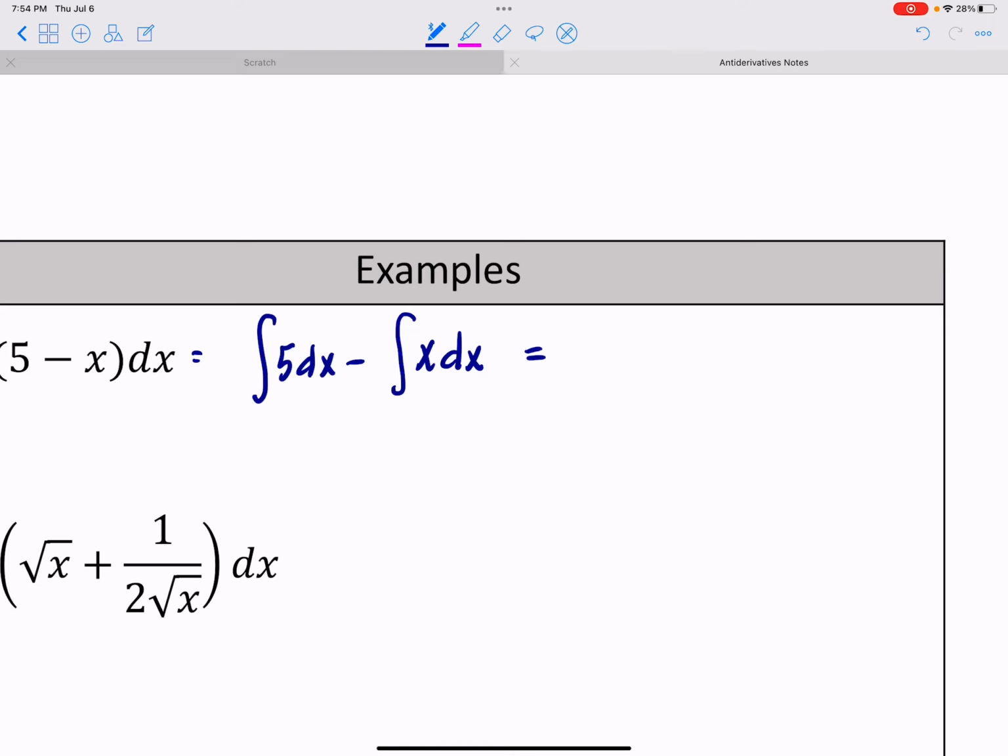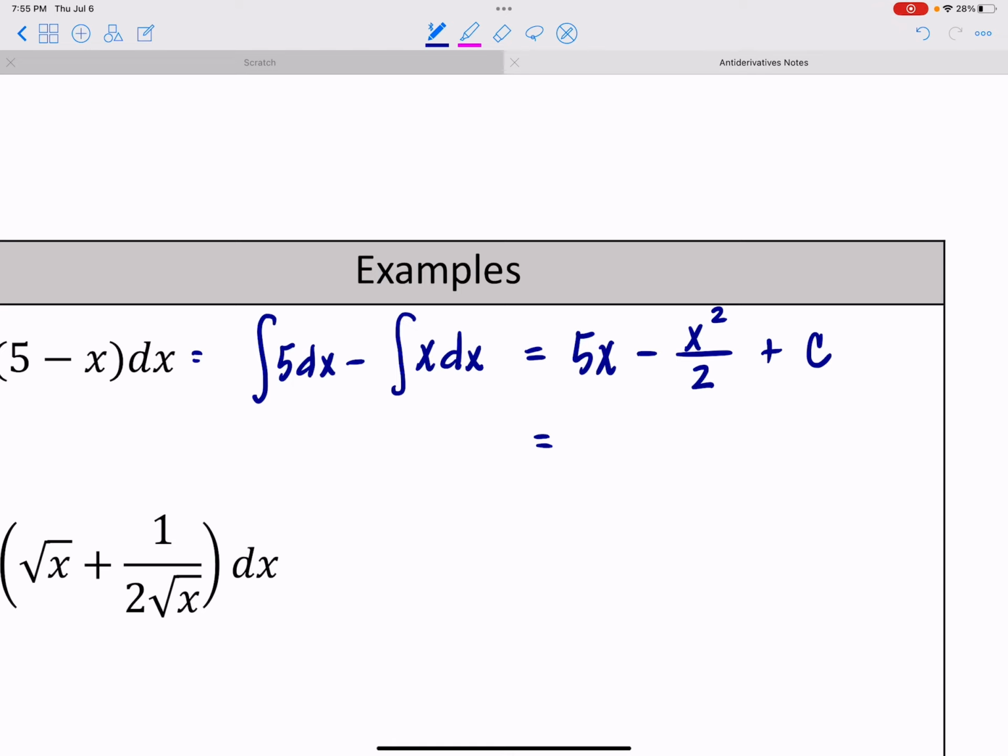If I'm integrating a constant, that's going to be a linear function, so the integral of 5 would be 5x minus the integral of x to the first, which is going to be x to the second divided by 2. So add 1 to the exponent and divide by that new exponent, and then let's put our constant of integration there. You don't need to put that constant of integration twice, just once is good, because technically it was one function to begin with. All right, and you can leave that answer there.